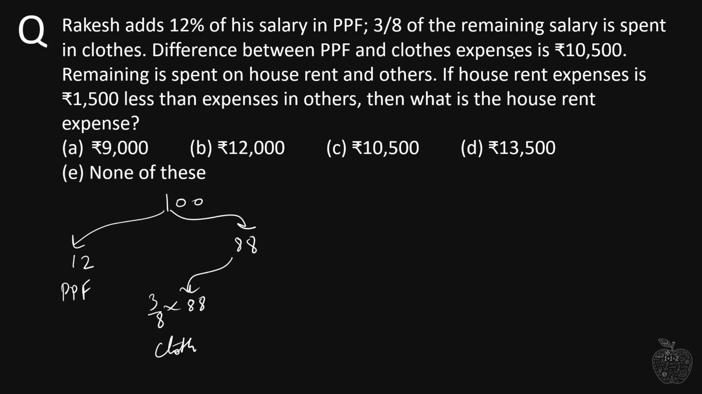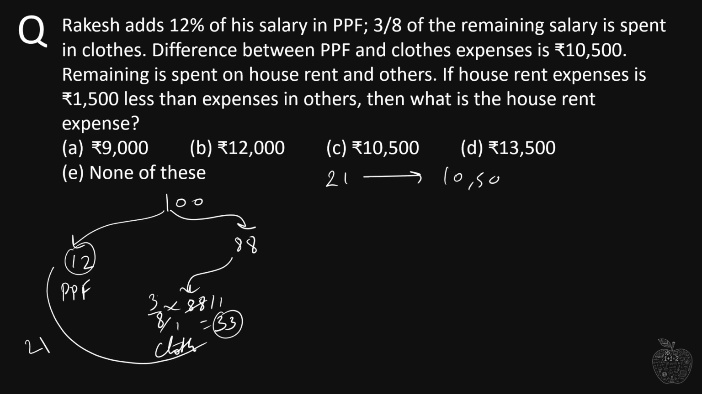Difference between PPF and clothes expenses is 10,500. So his spending on clothes here is 8 ones are 8, 11 3s are 33. So his expense on clothes is 33 and his expense on PPF is 12, and the difference between PPF and clothes here is 33 minus 12, which is 21. So according to our assumptions, the difference between PPF and clothes is 21, but according to the question, the difference between PPF and clothes expense is 10,500. So that means this 21 is equal to 10,500. All right.